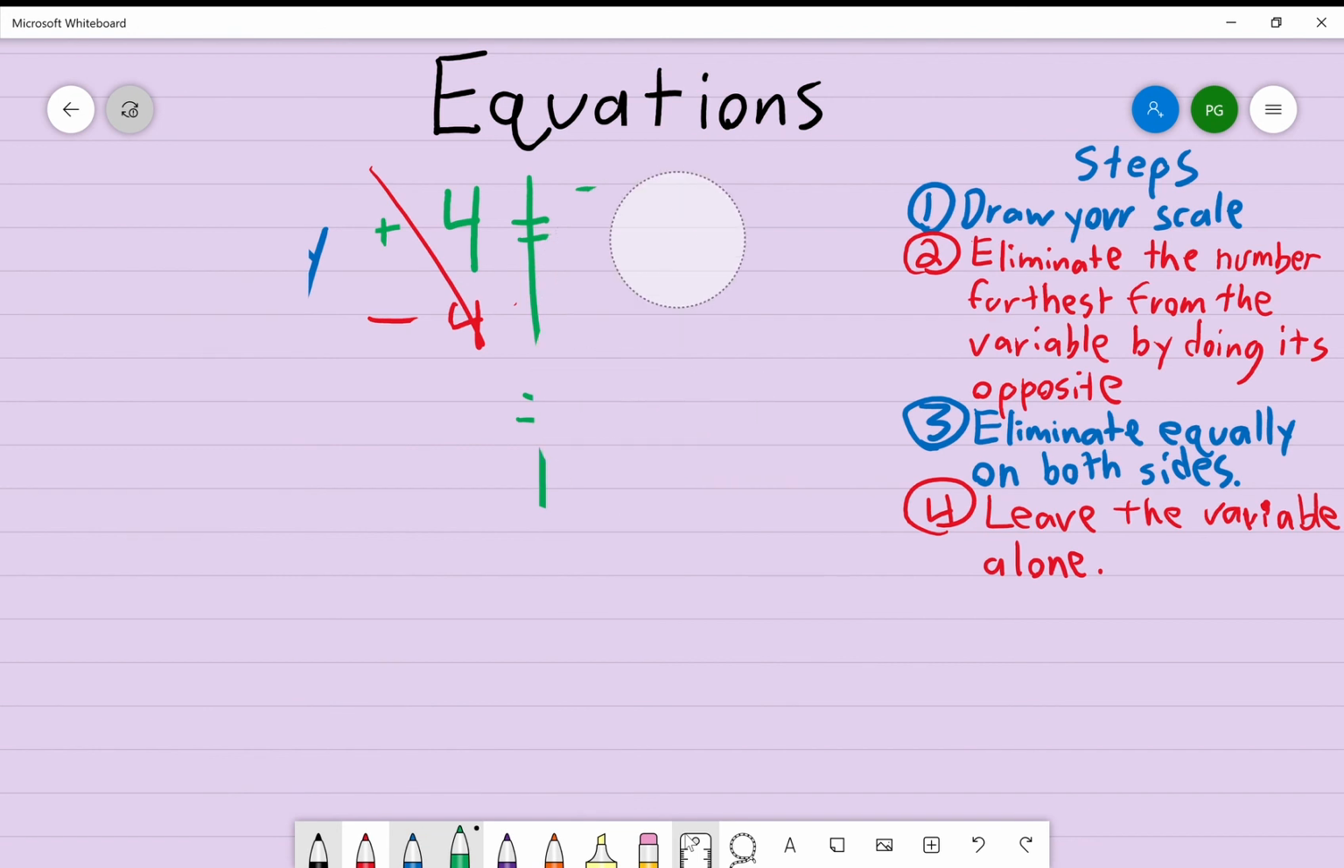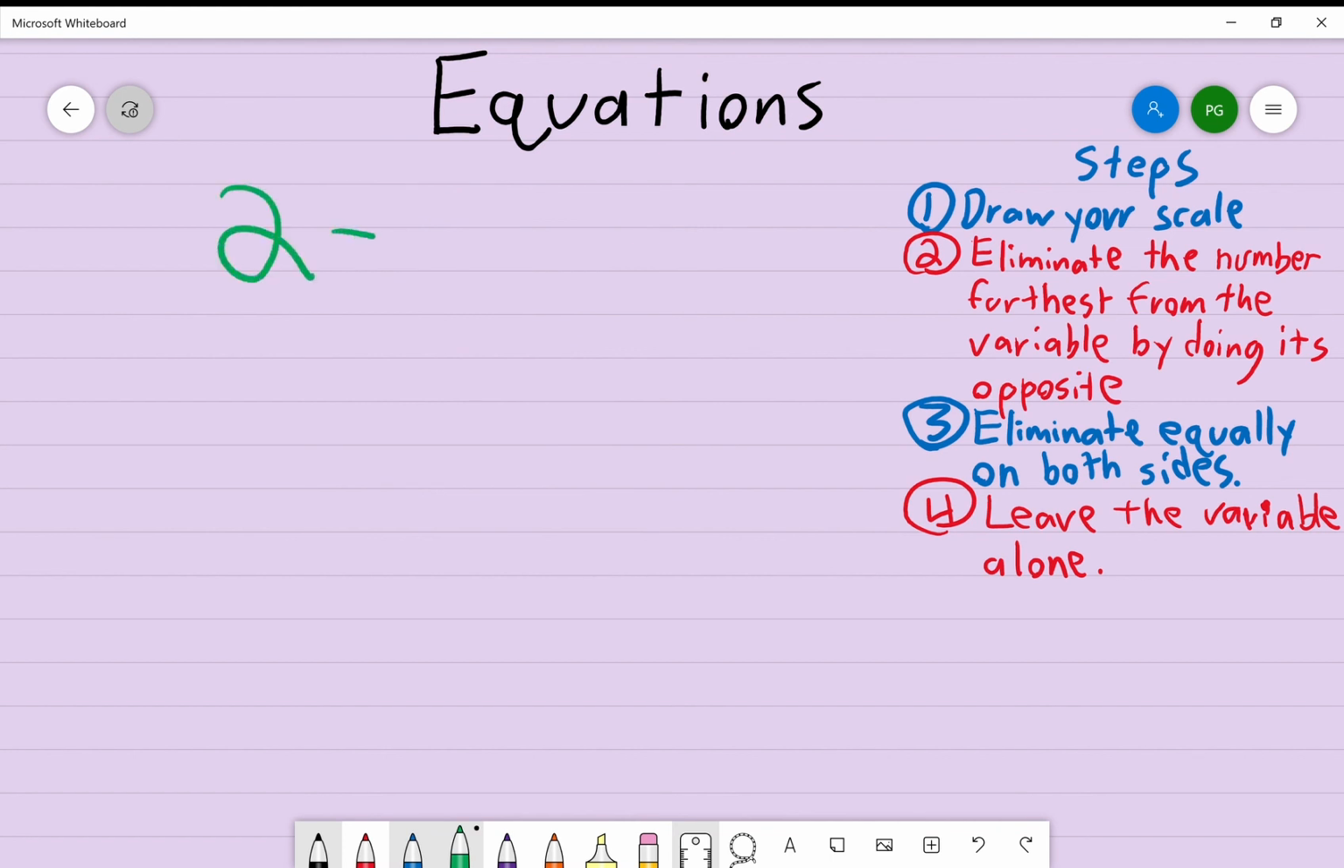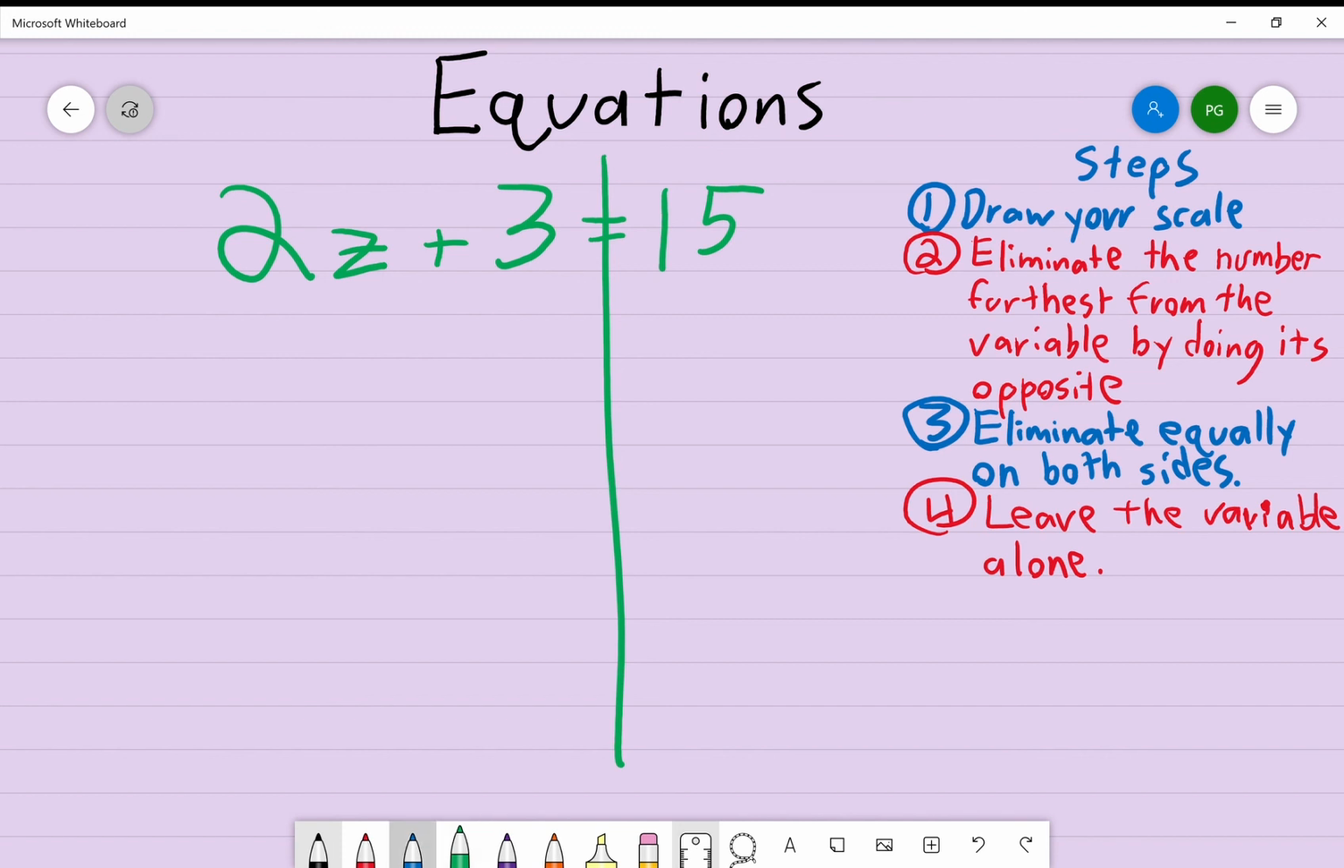So let's do 2z plus 3 equals 15. Alright, step 1, I draw my line. Step 2, I identify my variable, and I have to find out which number is furthest away from it. Is it the 2 or is it the 3? Yep, it's the 3. So I have to do the opposite of adding by 3.